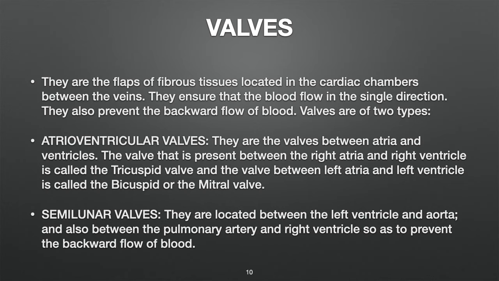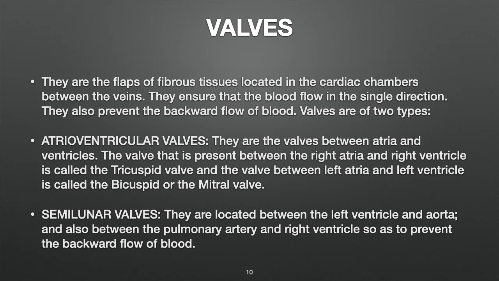And now talking about the two types of valves. One is the atrioventricular valve. As the name suggests, atrioventricular means these valves are present between the atria and ventricles. So they are the valves between atria and ventricles. The valve that is present between the right atria and right ventricle is called the tricuspid valve, and it prevents the backflow of blood from right ventricle to right atria.